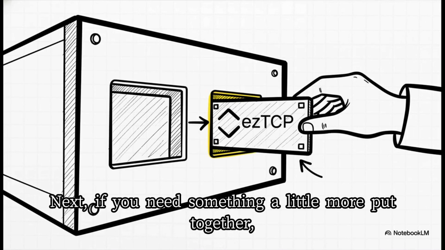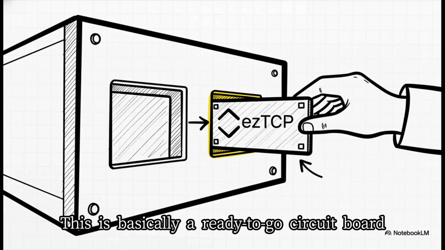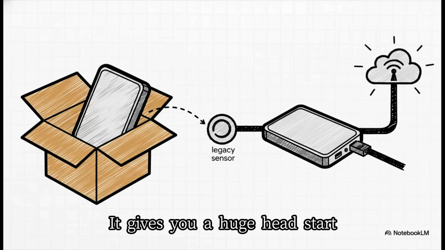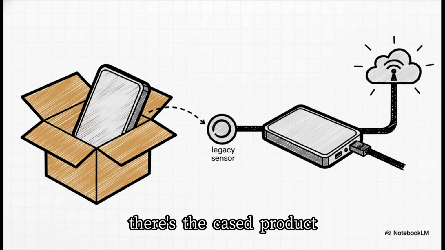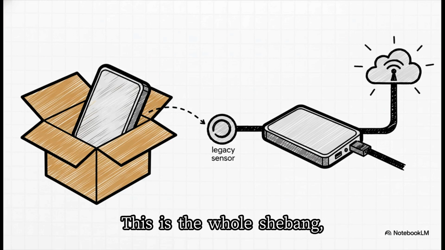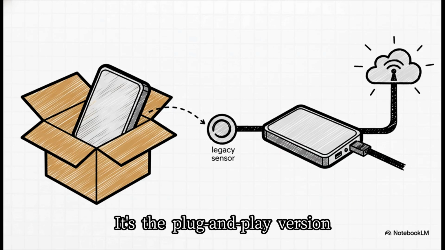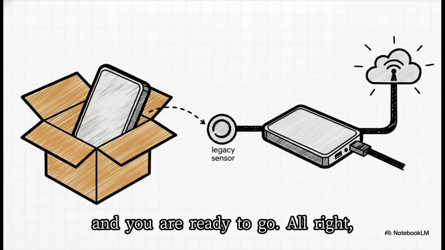Next, if you need something a little more put together, there's the board version. This is basically a ready-to-go circuit board that you can easily integrate into a bigger system. It gives you a huge head start. And finally, for the absolute quickest way to get up and running, there's the cased product. This is the whole shebang, a complete standalone device in its own little box. It's the plug-and-play version. You literally take it out, connect your cables, and you are ready to go.